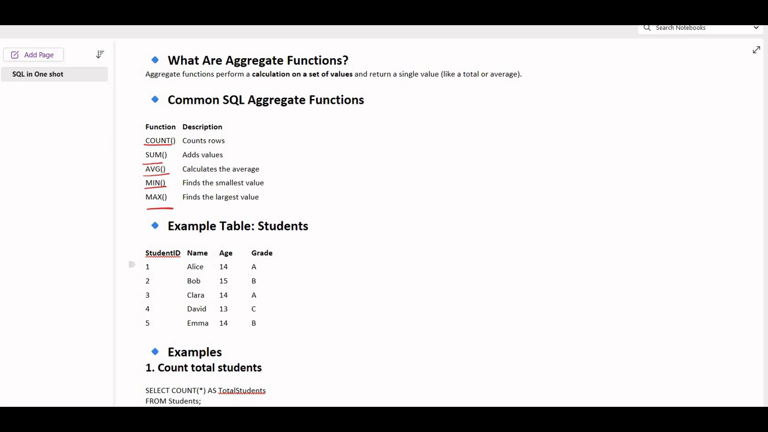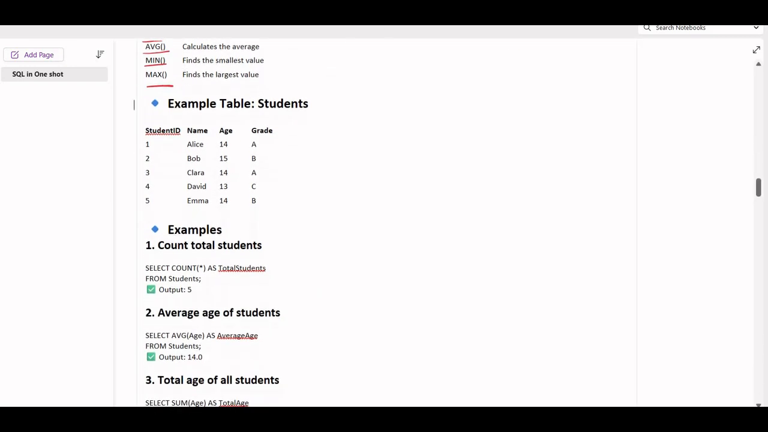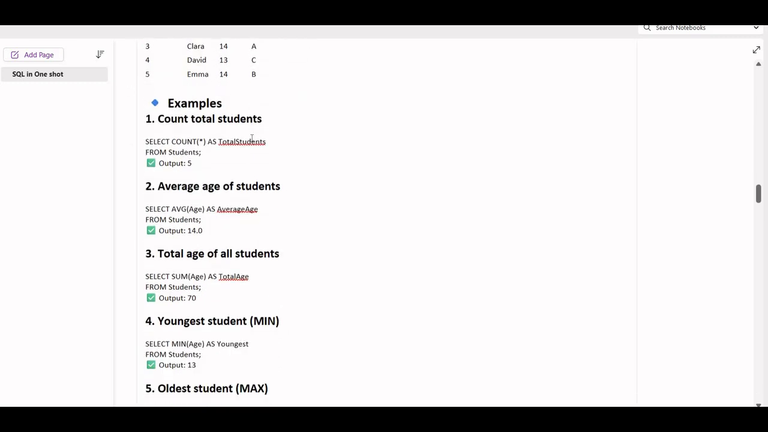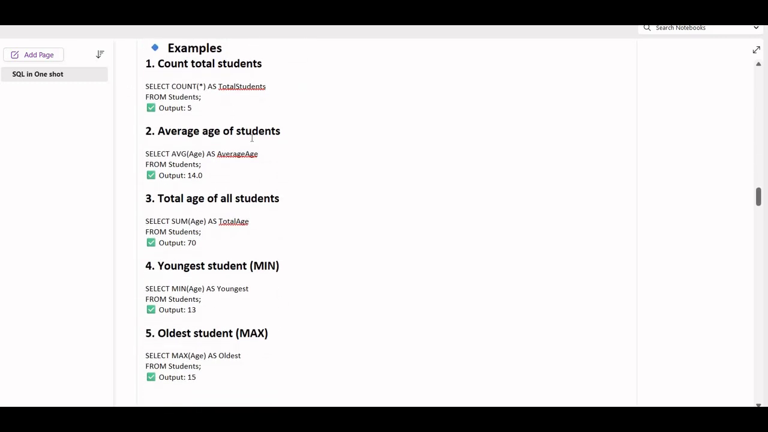So the student table is the same. Student ID is a column name, along with name, age and grade. So these are the column names. You take these four column names from here onwards: student ID, name, age and the grade. Okay. So the first example is to count the total students.